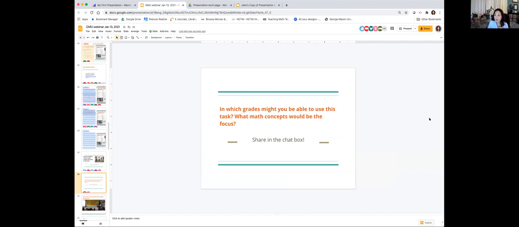If you could just take a moment, in which grades might you be able to use this task? I know you are kind of a vertical team of teachers. I see Kate, who says 6th grade. Betsy says 5th grade. Let's hear a few more grades that you might be able to use this modeling task. Okay, so we have some middle grades. Anne Marie says 6th and 7th. Gosh, the lowest so far is 4th grade. All right. Any more? 5, 6, 4, 6.